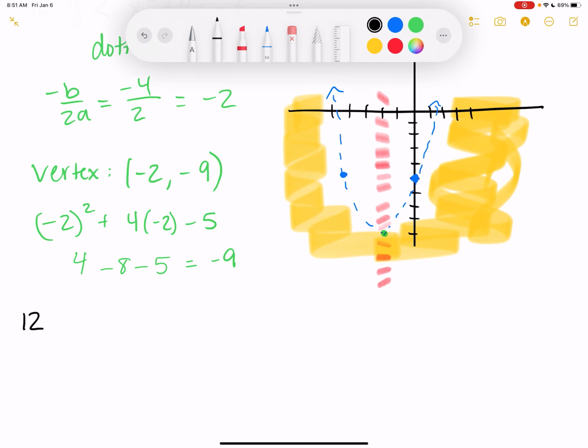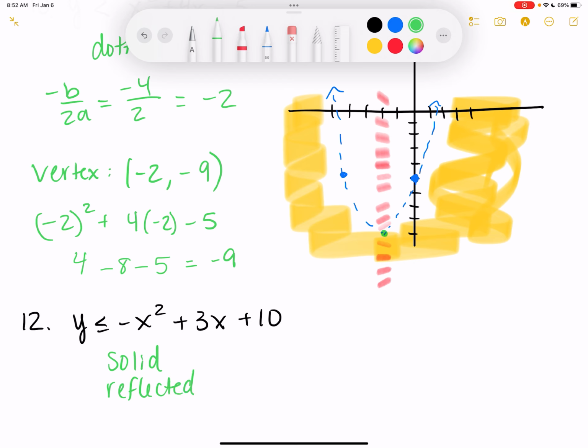So 12, we have y is less than or equal to -x squared plus 3x plus 10. What do you notice about this one in particular? Less than or equal to, and the negative. Yep, so less than or equal to, which means it's going to be what? Solid. And then the negative means it's going to be what? Flipped. Yeah, it's going to be reflected, so it's going to be upside down. So instead of them being up, it's going to be facing down this time.